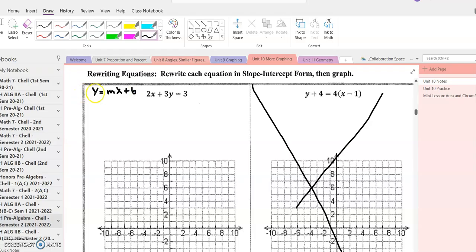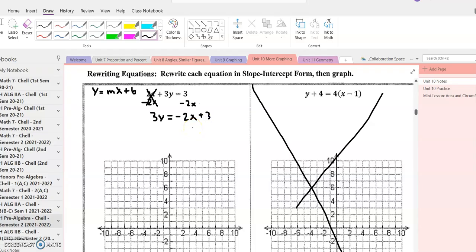And if you see the y is all by itself, well, in this situation, the y is not by itself, and we need to get it to be by itself. So 2x is what we need to get rid of first. We can subtract the 2x on both sides. That way this 2x cancels out, and it leaves us just with 3y on the left. And on the right, we have -2x plus 3.